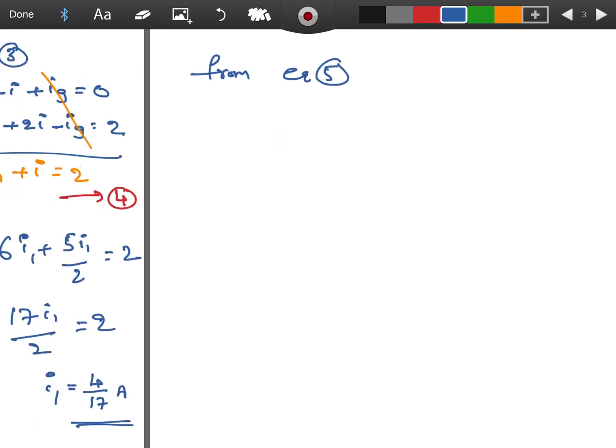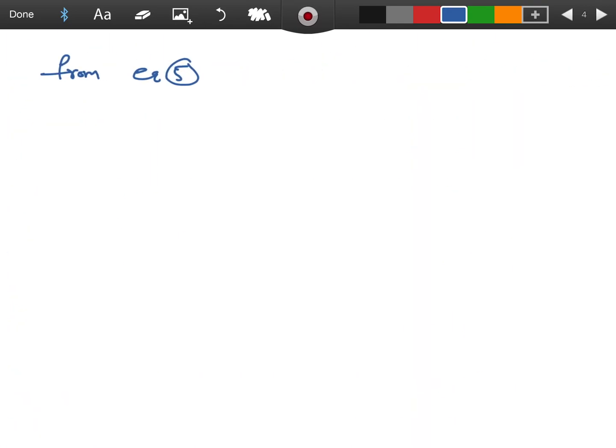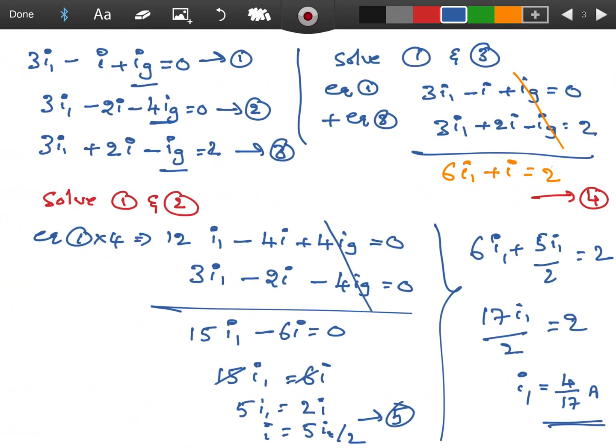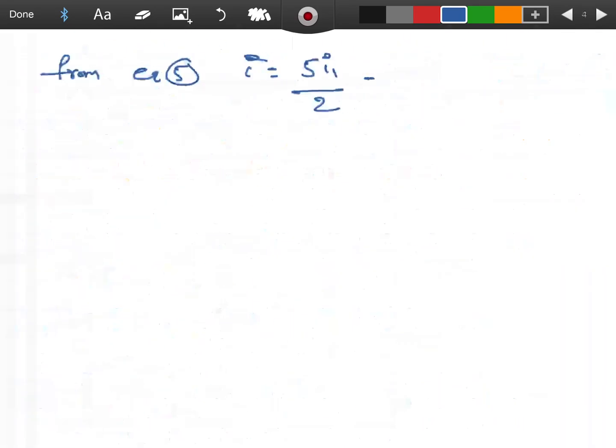What is equation 5, students? I equal to 5i1 by 2, which is 5 by 2 into I1. I1 is just now you got 4 by 17. 5 by 2 into 4 by 17 is 10 by 17. I equal to 10 by 17 ampere.